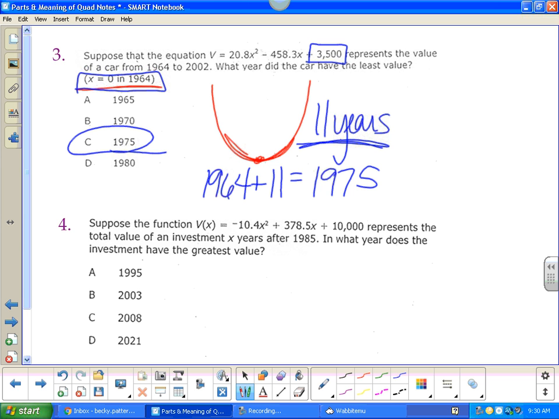Okay, suppose the function represents the total value of an investment after 1985. So x years after 1985. So it looks like we started with $10,000. In what year does the investment have the greatest value? Okay, now if you'll look right here, you'll see that that's negative, and that means that my parabola opens down. So the greatest value is where it peaks before it starts to go back down, because we want to sell our money when it peaks so we can get the most back on our investment.